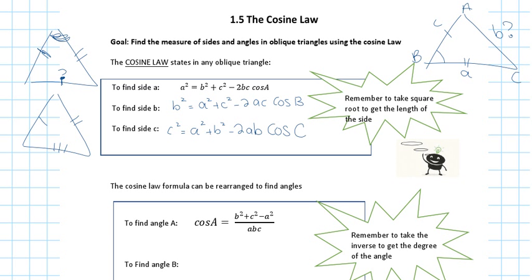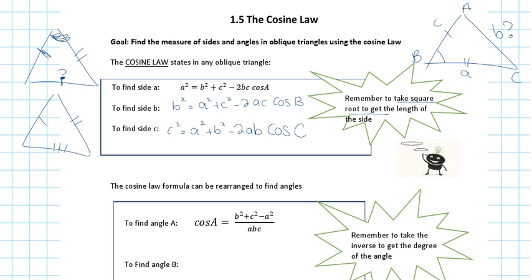Now, that is if I'm looking for a side, and if I know two sides and the contained angle. If I know two sides and the contained angle, then I can use this equation, and I can solve for the side. Remember to take the square root to get the length of the side, because this formula says a squared is equal to, or b squared is equal to. So at the end, you're going to have to take the square root to find the actual length of the side. Are we okay with that?